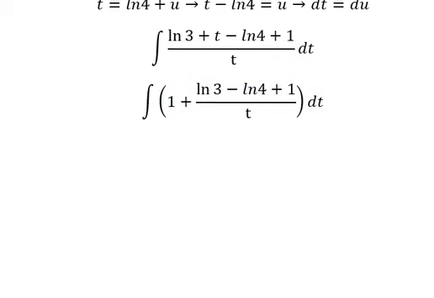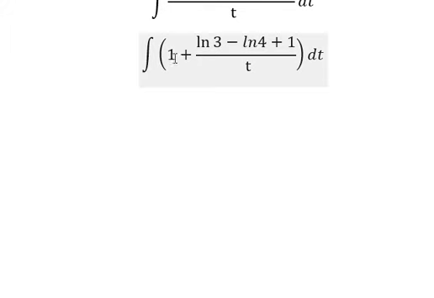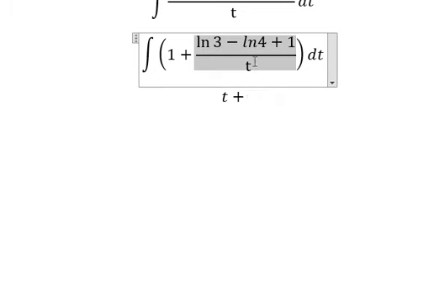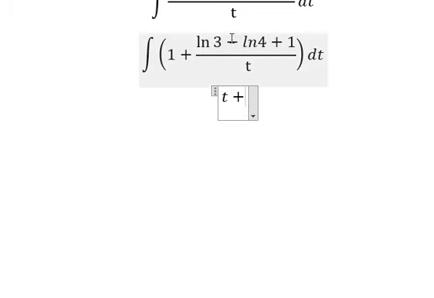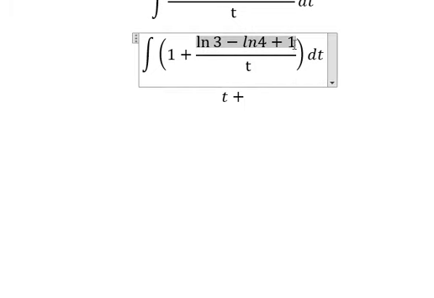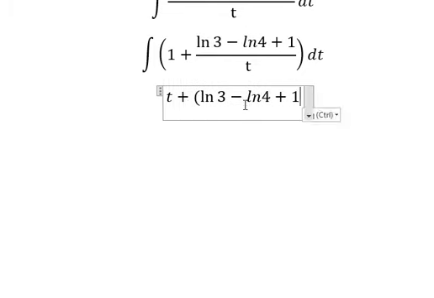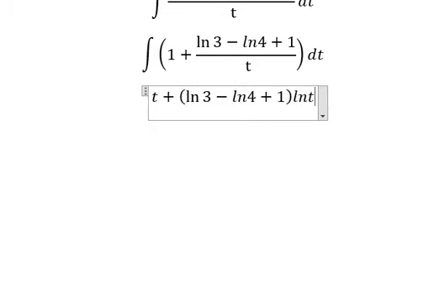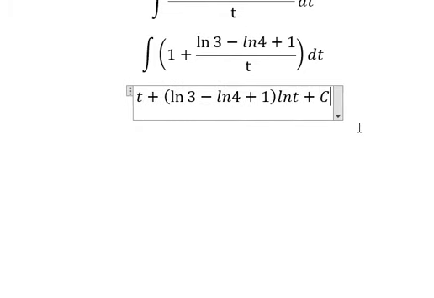And now we have the final answer. The integration of 1, we have t. The integration of this one, we have this number in here, multiplied by ln t, and we put C.